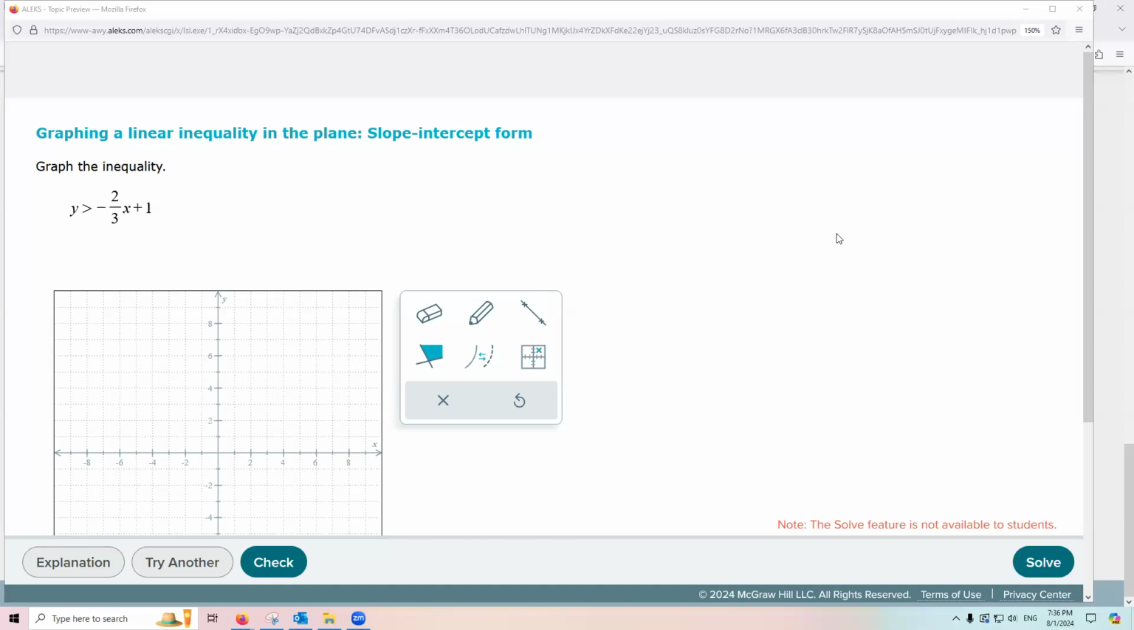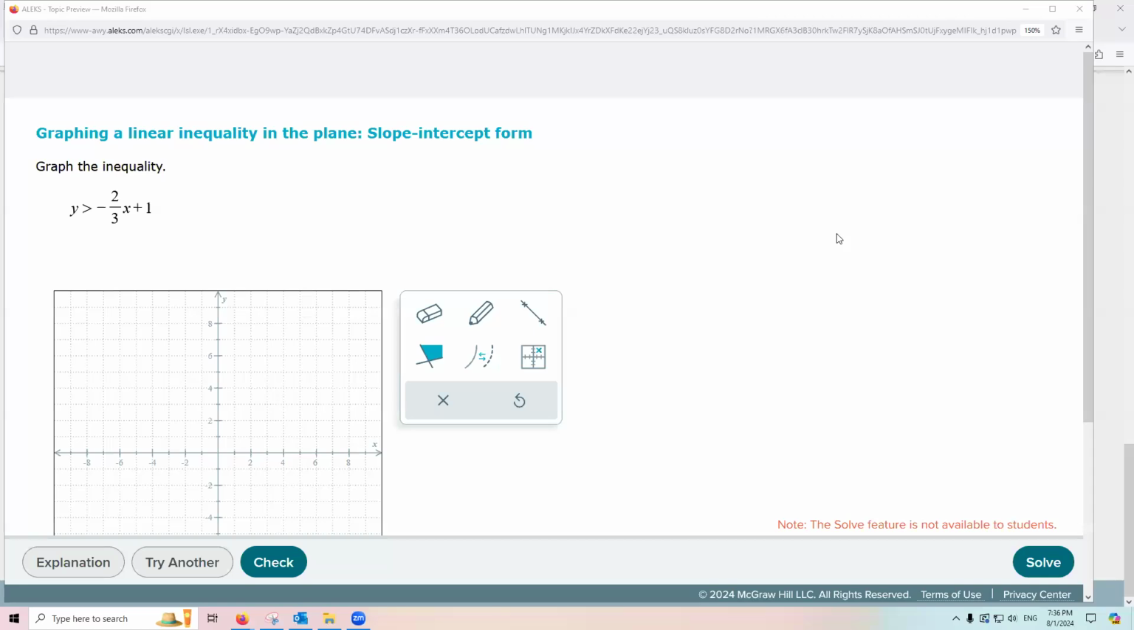I wanted to record a supplementary video for Module 16 in Math022. A few students were having trouble with this topic of graphing a linear inequality, and there's another topic on graphing a system of linear inequalities. So let me work through these two topics, and hopefully this will help you get started.